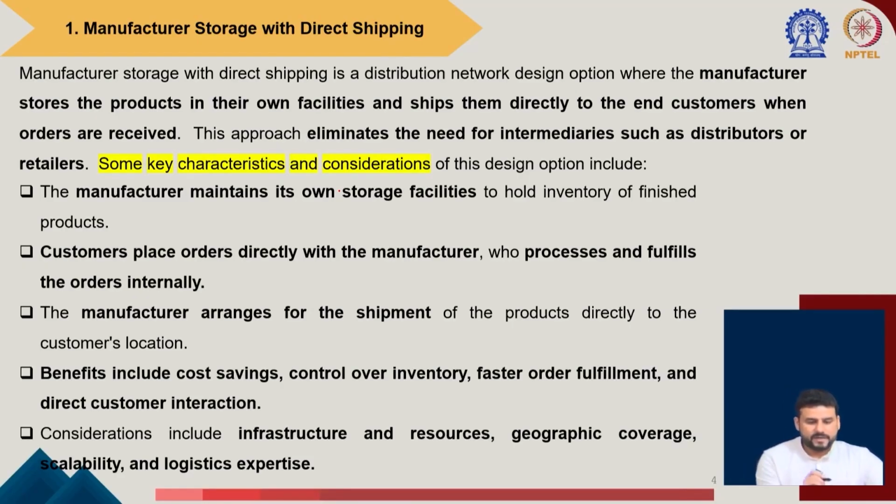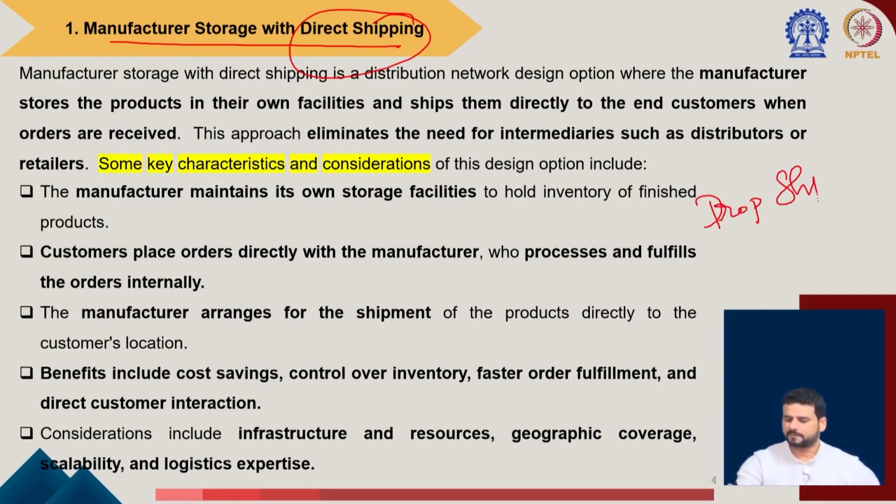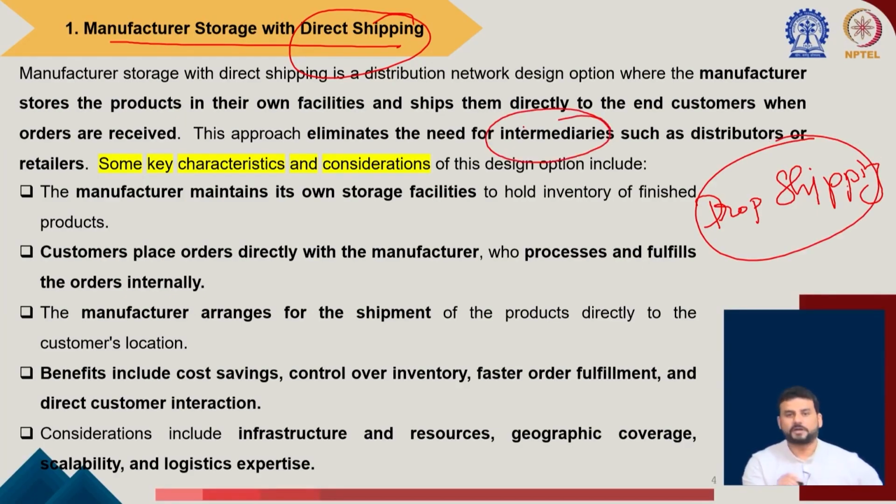So when we are saying manufacturer storage with direct shipping, first the manufacturing company is storing the product, which means they are maintaining the inventory. When they are maintaining the inventory, the order goes directly to the manufacturer, and then they process that order and direct shipping is done. The concept is known as drop shipping, right. So that means there is no need to include any intermediary in terms of retailer, distributor, wholesalers. You need not include those players, right.